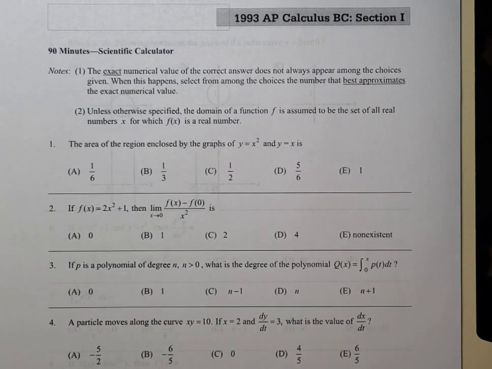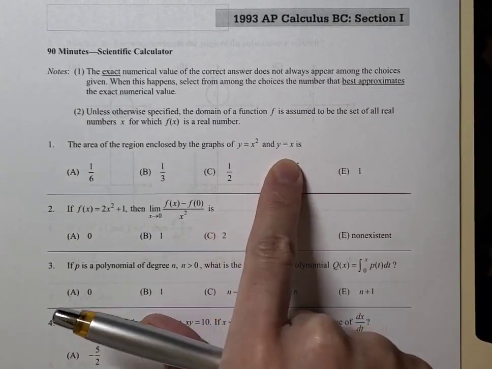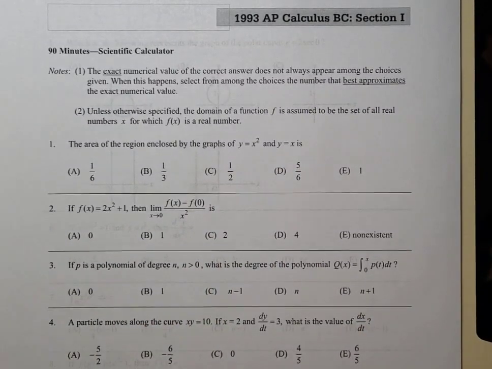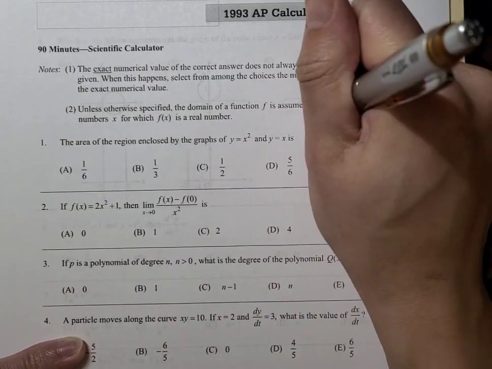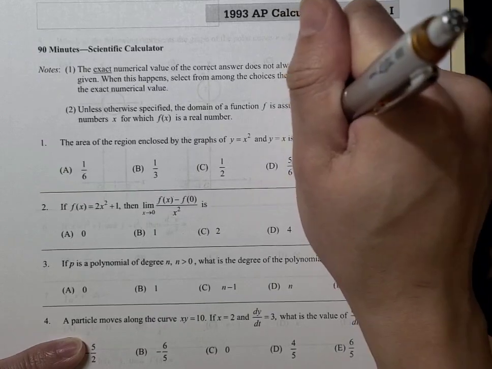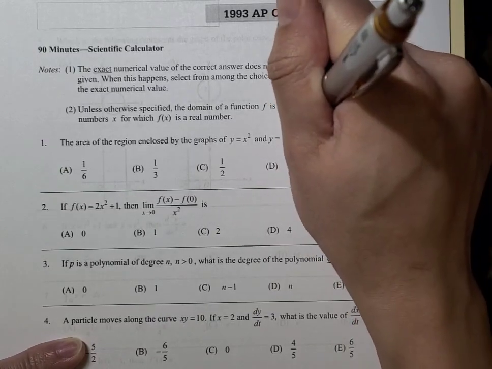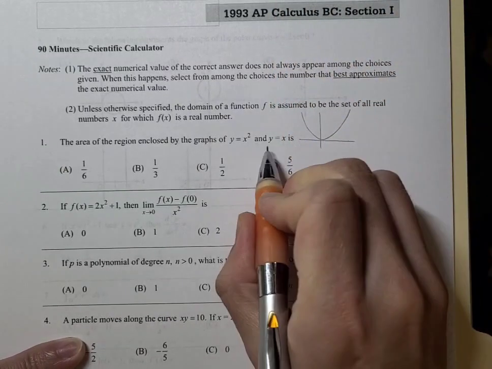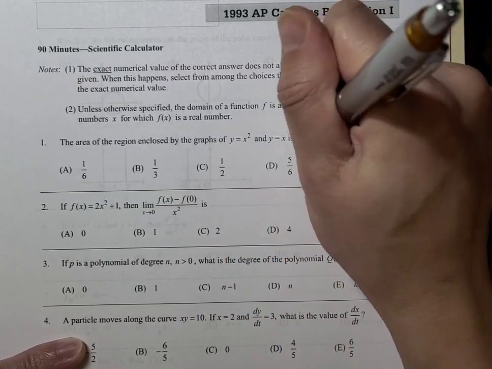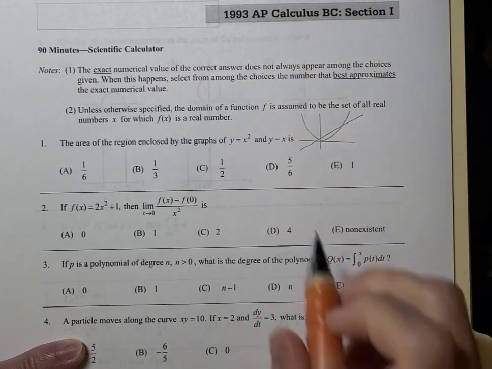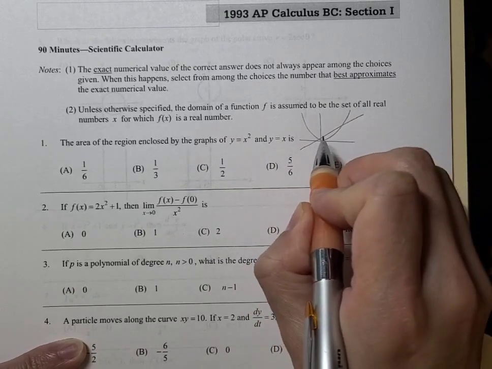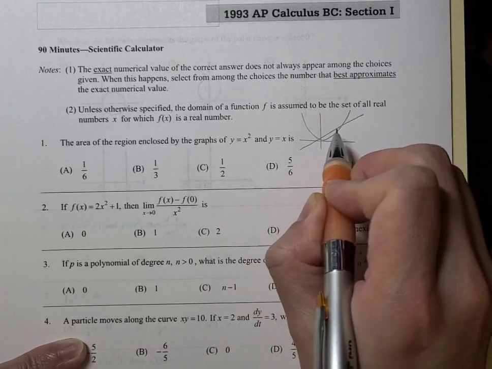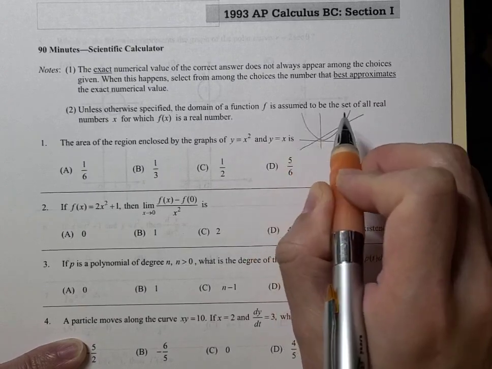We have the first one: area of the region enclosed by the graphs y equals x squared and y equals x. These are easy to visualize, so I can even sketch it right now. X squared is always positive, so it looks something like this, a parabola. Y equals x is just a straight line. We can confirm that the upper curve is the linear one, and the lower curve is the parabola.